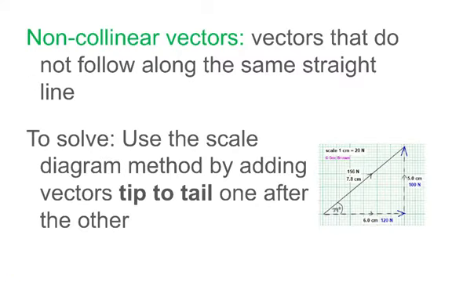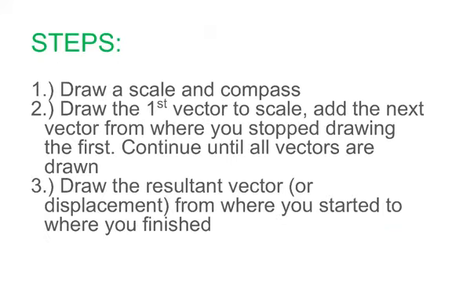So we've done collinear vectors. That's when we're walking back and forth along the same path, so right and left, or forwards, backwards, north, south. Non-collinear vectors is when we start making turns. So we might walk straight and then make a right turn. That would be non-collinear vectors. We're still going to use a scale diagram method, and we're still going to add one vector after another, tip to tail. So very similar to when we drew them in 1.1.